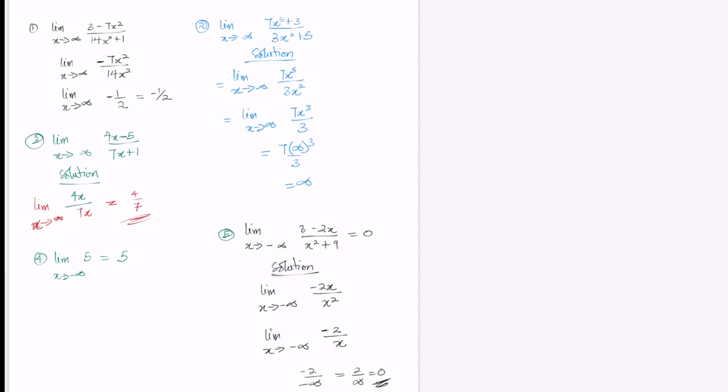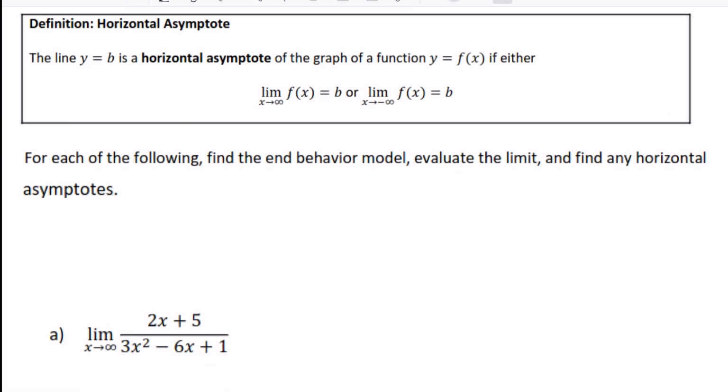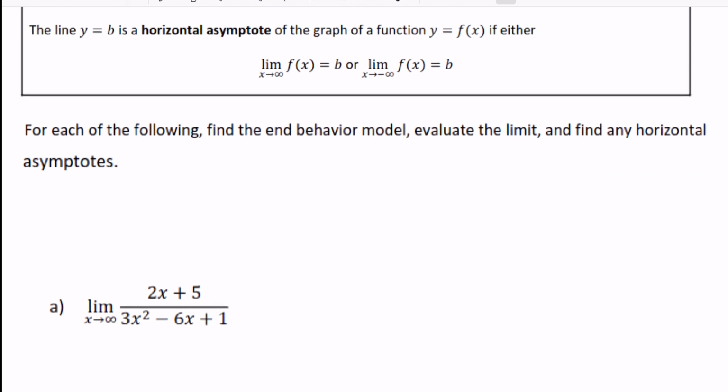Let's proceed. So we want to look at the definition of horizontal asymptotes. The line y equals b is a horizontal asymptote of the graph of a function f of x if either the limit as x approaches infinity of f of x equals b, or the limit of f of x as x approaches negative infinity is equal to b. For each of the following, find the end behavior model, evaluate the limit, and find any horizontal asymptotes. Very simple.